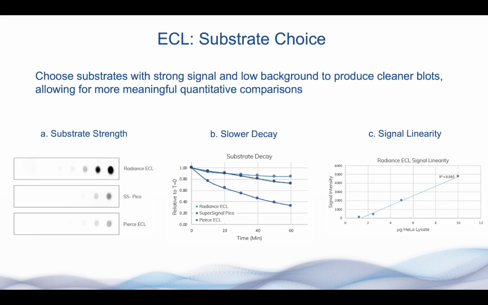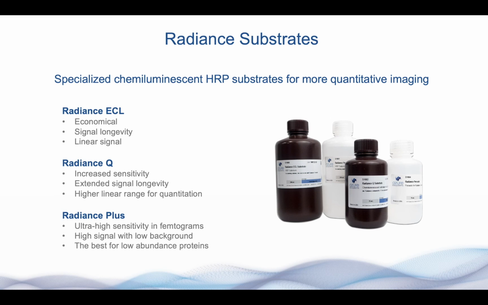So there are three things that we have to keep in mind when choosing the right substrate. First is the substrate strength. How strong is the substrate? If it detects low abundant or high abundant proteins, and which range of proteins it will visualize well. Then we have to look at a substrate with a slower decay if we mean to detect for a longer time. And we have to check for the signal linearity of a substrate, especially if we want to compare or semi-quantify the results on the ECL blot. I'd like to mention that there is not one substrate that can cover all your needs.